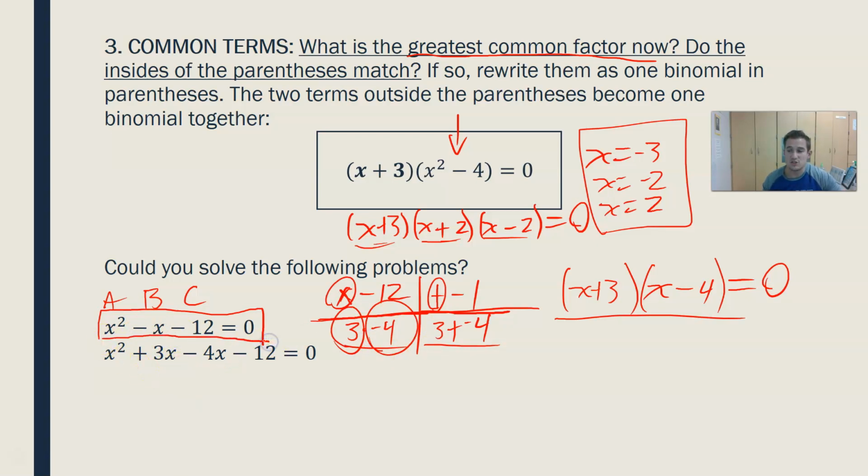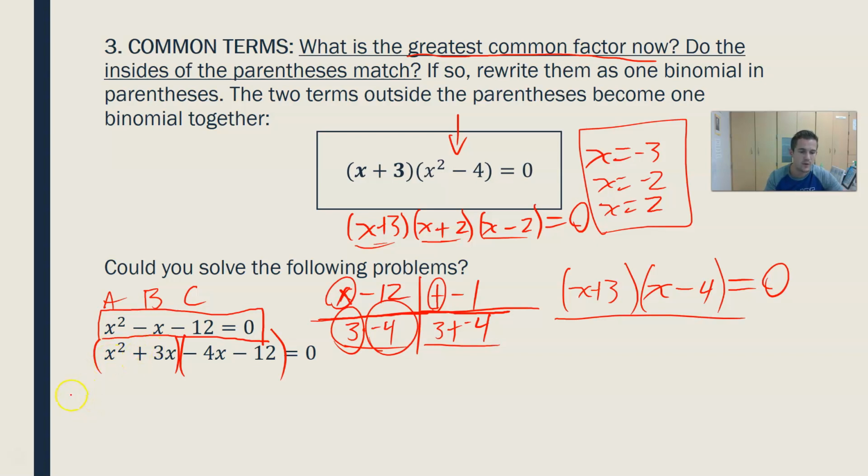So I haven't changed this equation already. I've just unsimplified this middle term and split it into my golden numbers, 3x minus 4x. Well, now this is going to look very similar to the problem we just did. I could split this polynomial into two groups.